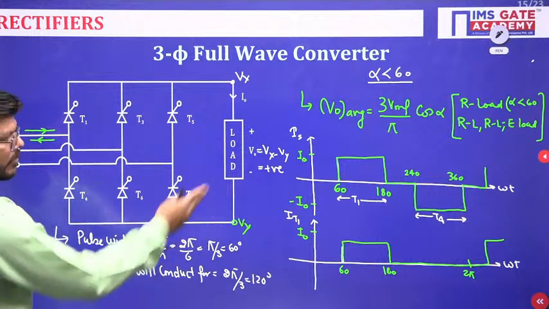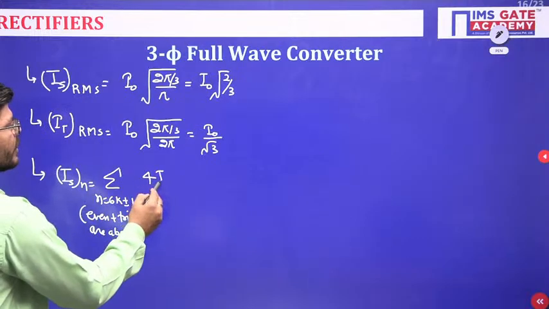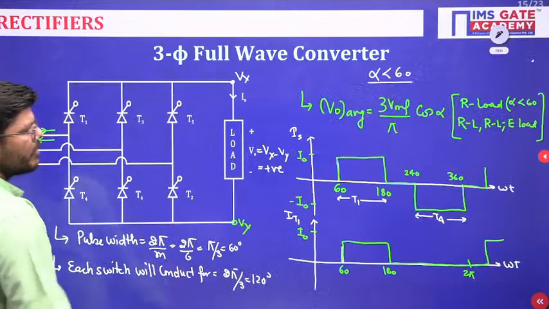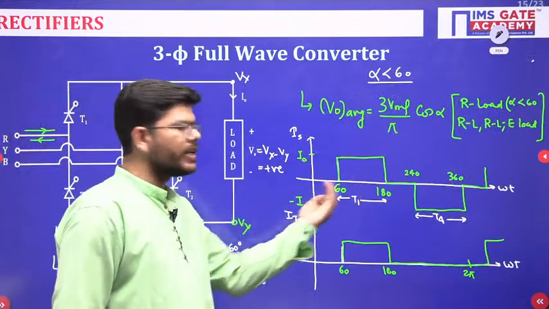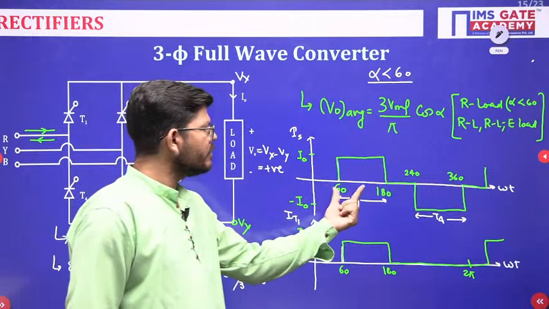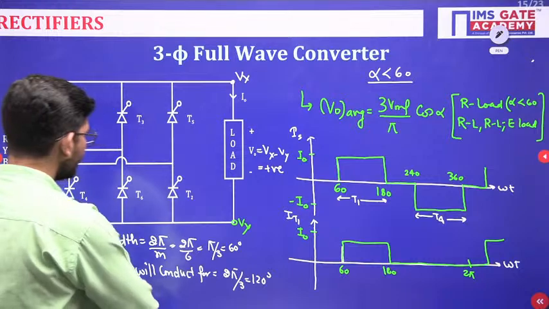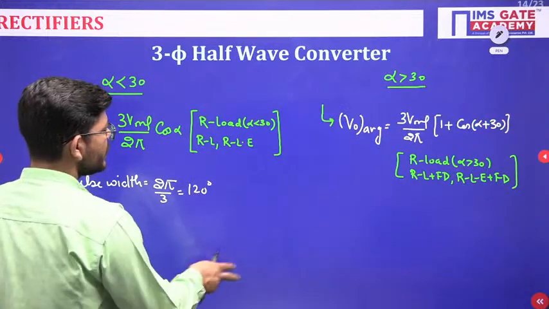Now, what is the magnitude? Just see the waveform, the magnitude is I naught upon n pi. And is it a perfect quasi square wave that we have? No, we have to shift it. How much will we be shifting? This waveform we have to shift by 30 degree, pi by 6. So we are shifting this waveform by pi by 6.